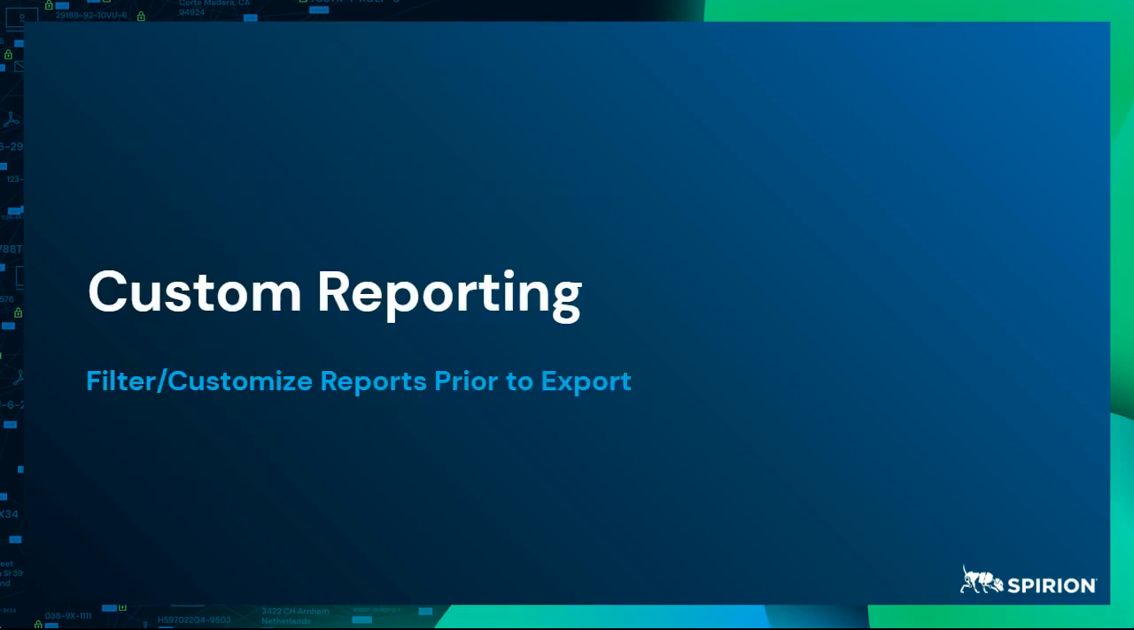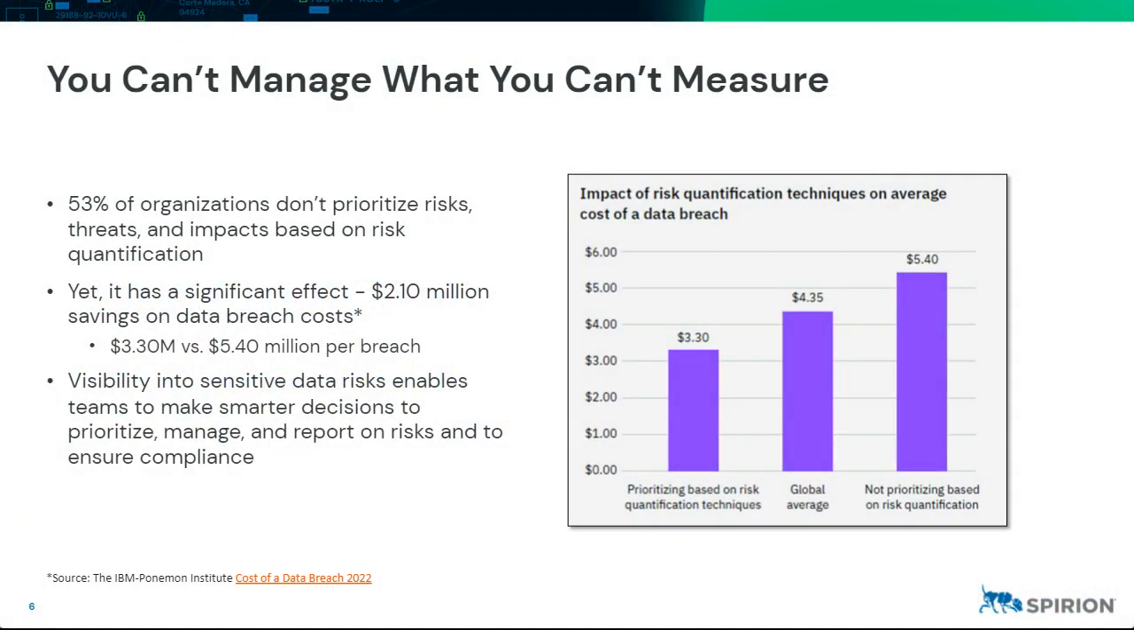So first off, I want to talk about this new feature, custom reporting. Custom reporting has a little bit of a background on why we're looking at this and why we think it's relevant. We're going to reference here the IBM Ponemon Institute Cost of a Data Breach study in 2022, and it found that 53% of the organizations that they evaluated and studied weren't prioritizing risk, threats, and impacts based on risk quantification. More specifically, they weren't grabbing the information they need to do the appropriate analysis on what mattered in terms of evaluation of the sensitive information within the organization, or more specifically, the data that was relevant for a potential data breach scenario.